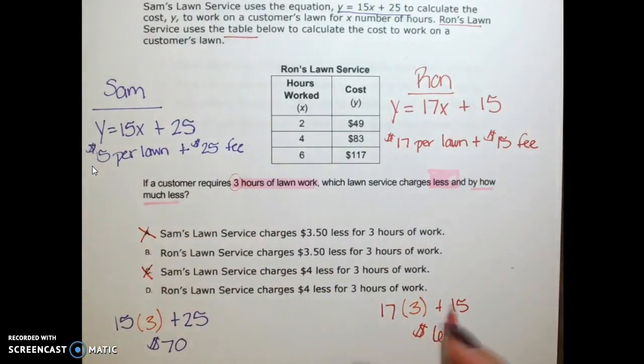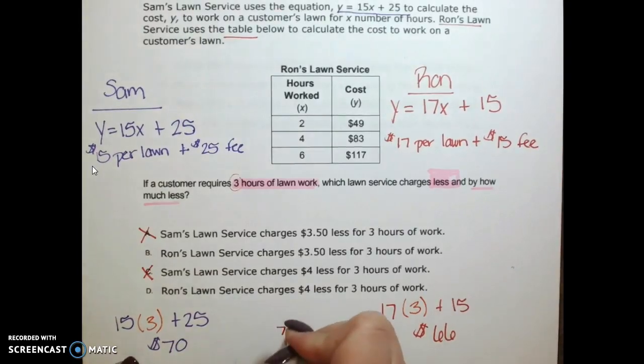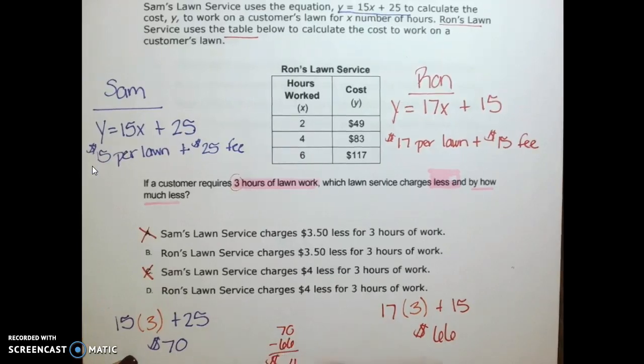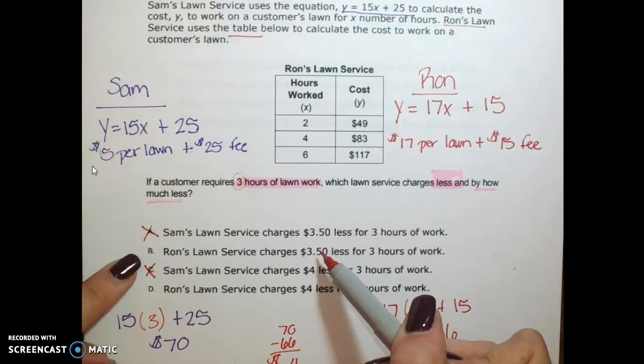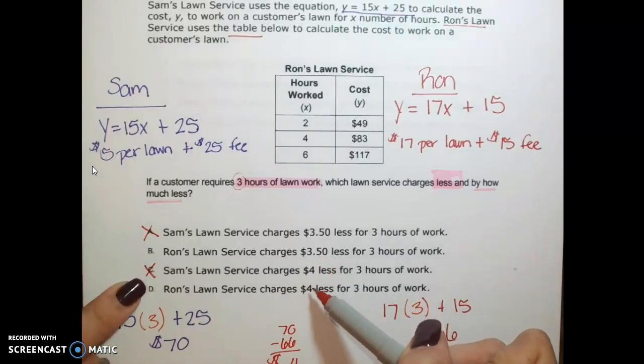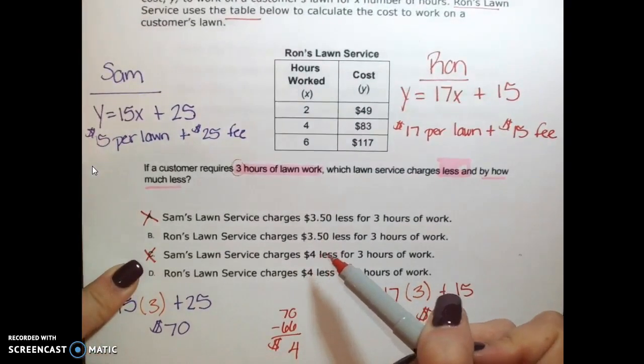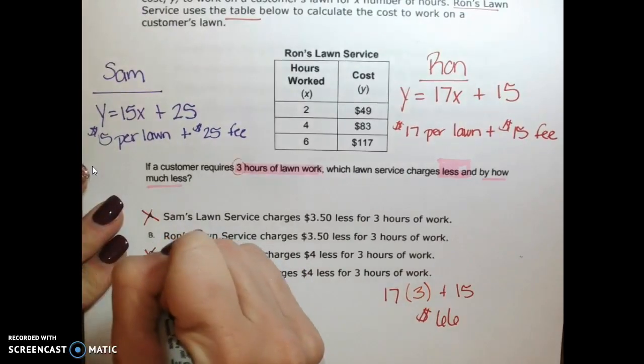Now let's figure out by how much less. We need to figure out the difference between 70 and 66, which happens to be $4. They almost got us with $3.50, but the difference of 70 and 66 is 4. So D is our correct answer.